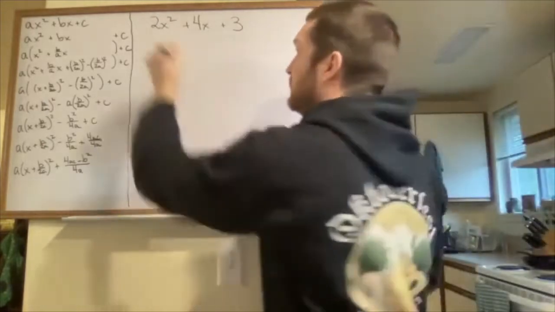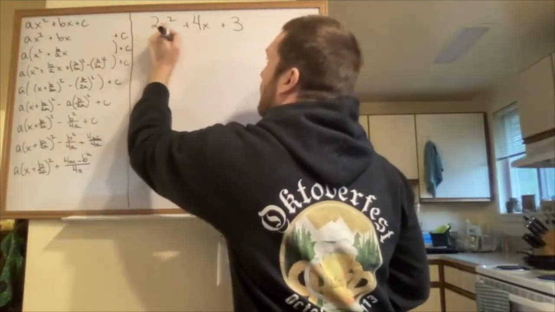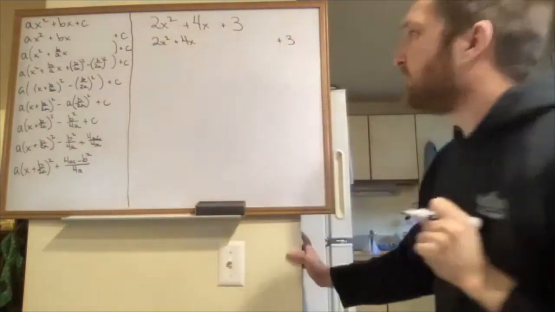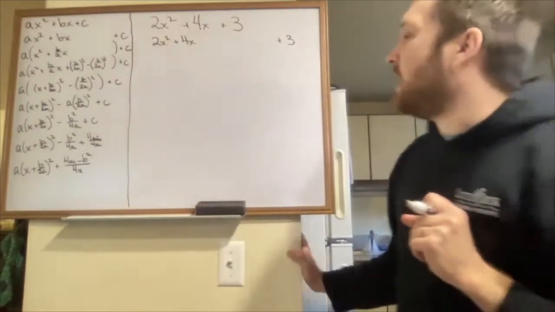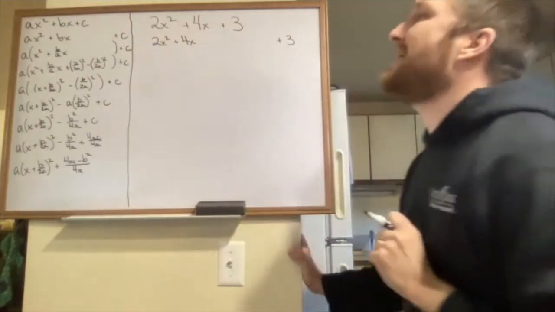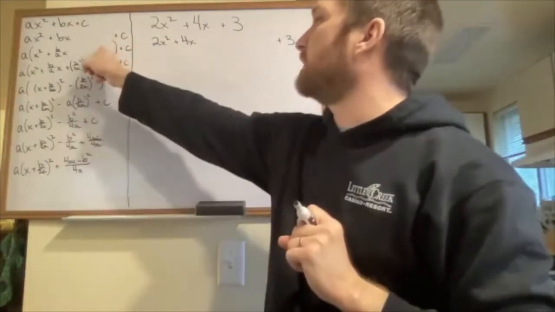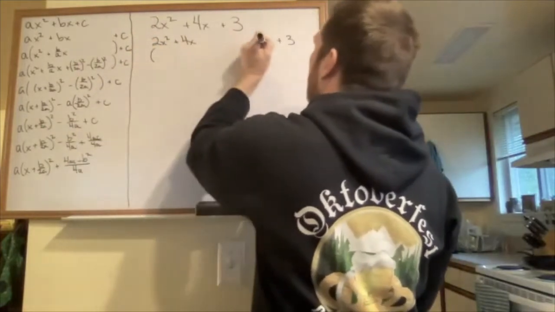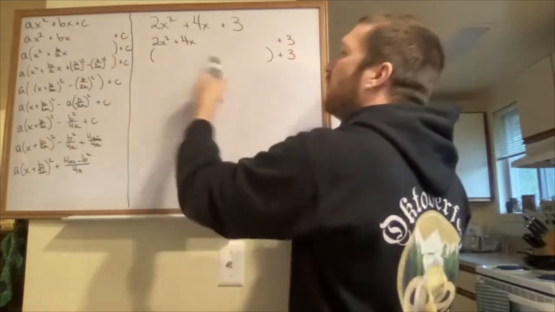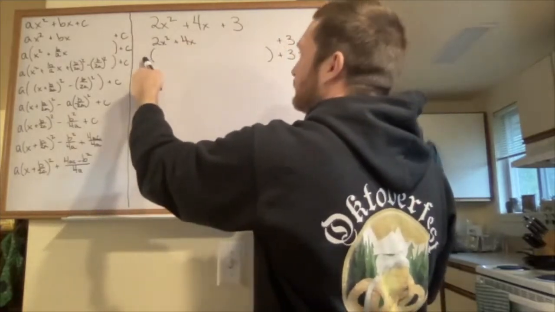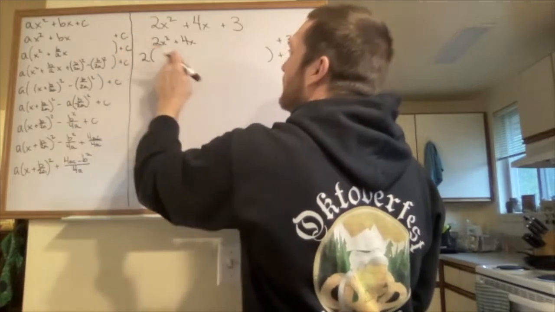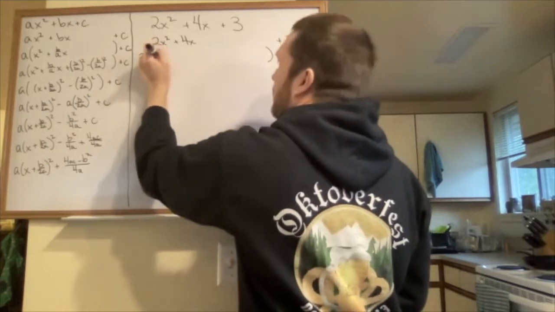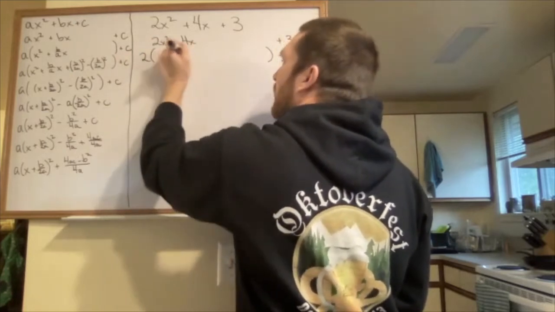Step 1, give yourself some room. So I'm going to rewrite this like this. Okay. Now, factor out the A term, right? That's what this says right here. So I'm going to just make this look like this. I'm going to give myself some parentheses and put my plus 3. What's the A term that gets factored out here? 2. 2, leaving me what inside? 2x squared. No, x squared. X squared plus 2x.